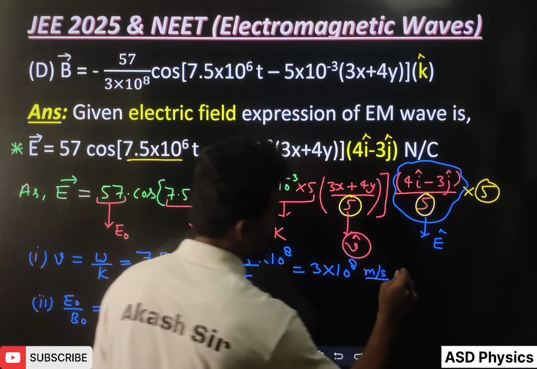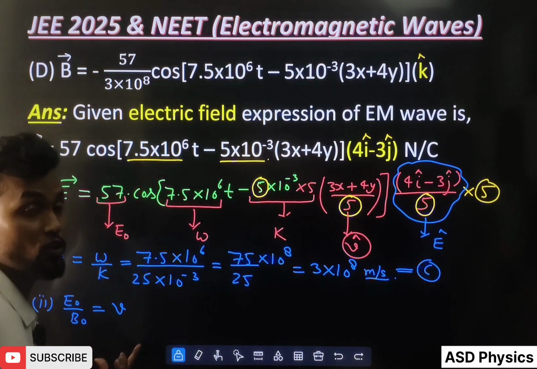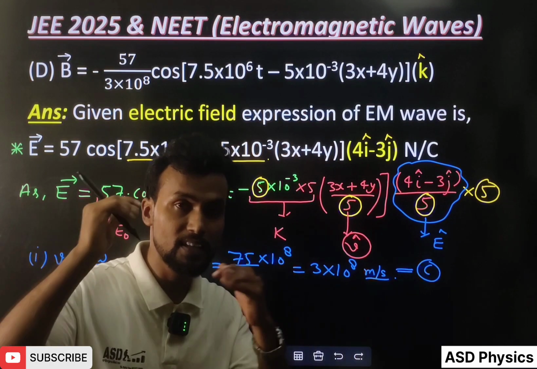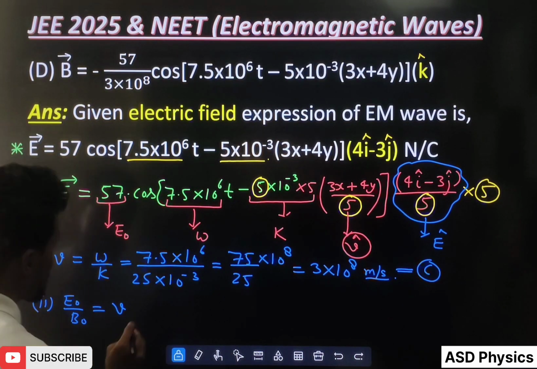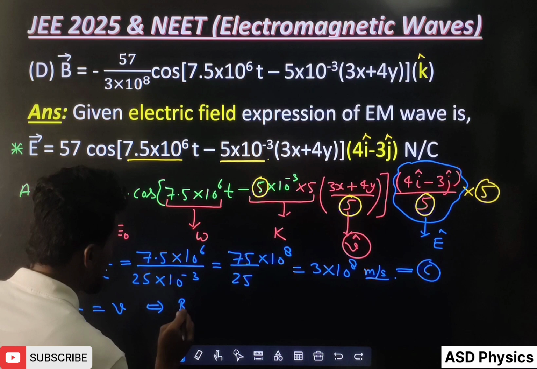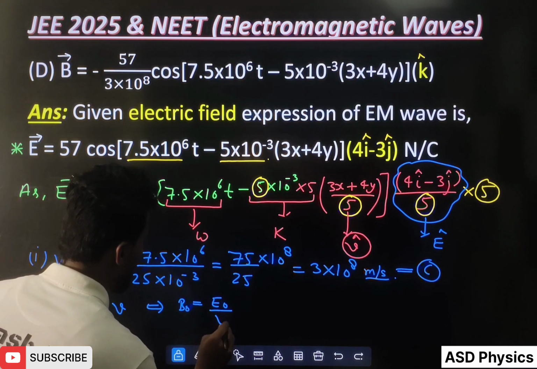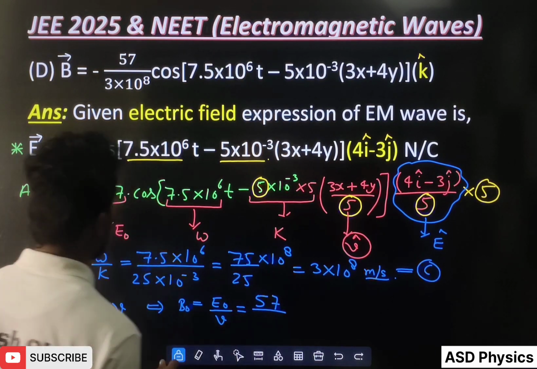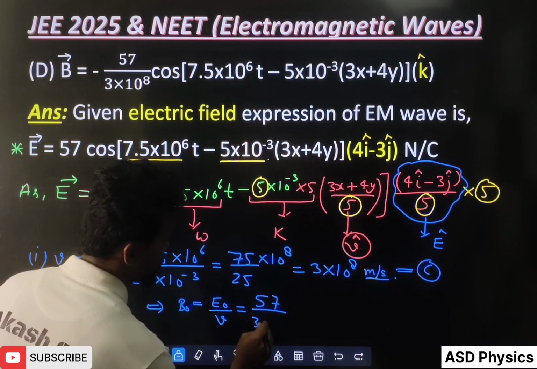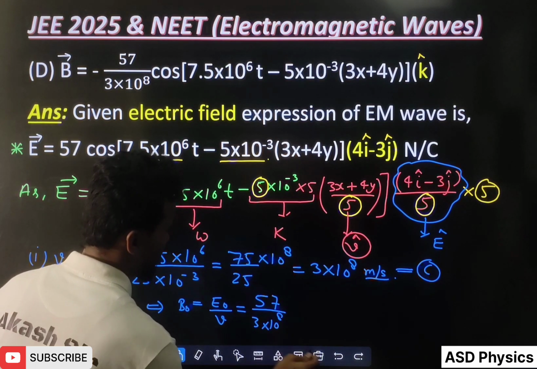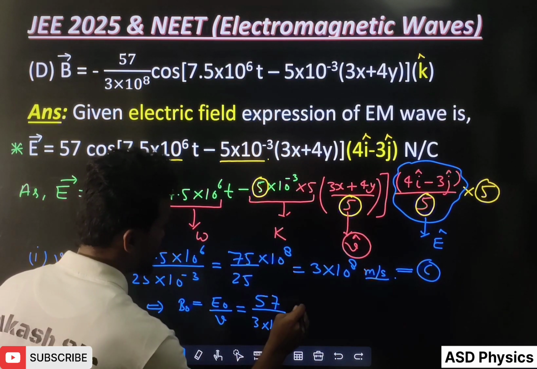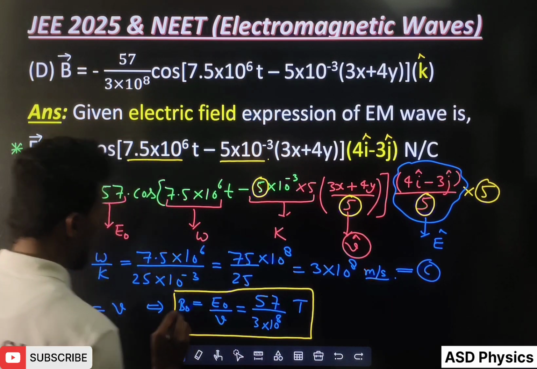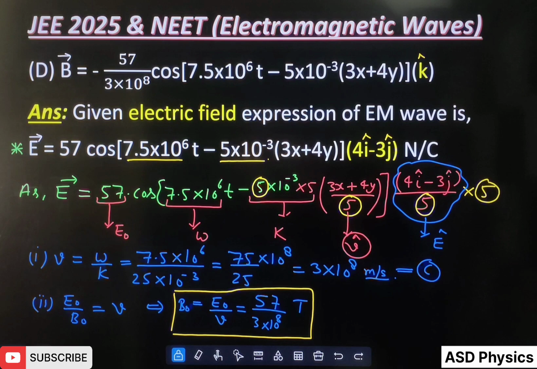Here actually V is equal to C, no problem, but this is the basic thing, because an electromagnetic wave in a vacuum will travel with the speed of light, but if a medium is there, then the speed will be less than the speed of light. So remember that if I write B naught here, this B naught will be E naught by V. And what is the value of E naught? You can see very well, this is 57. And here we can write V. What is coming here? 3 into 10 to the power 8. The unit is Tesla. So this one we have got, the magnitude of the magnetic field.